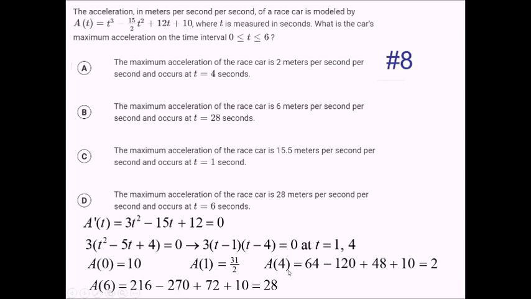So out of all of these, we're setting that equal to 0. These are the candidates down here. We've got 10, we've got 15.5, we've got 2, we've got 28. 28's the biggest one. So our max acceleration happens at time 6, and it's going to be an acceleration of 28 meters per second squared. So out of our answer choices, this is going to be choice D.